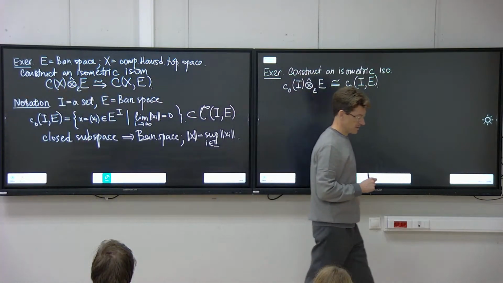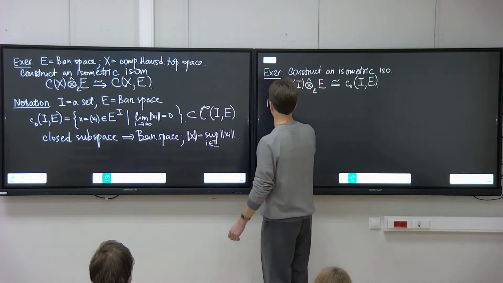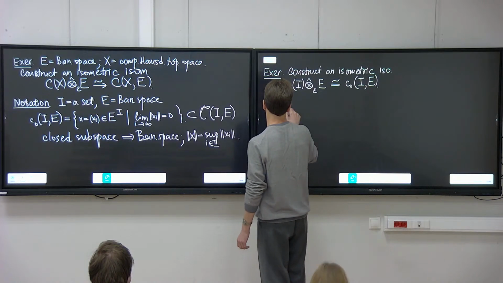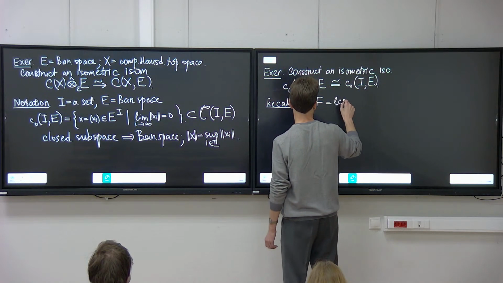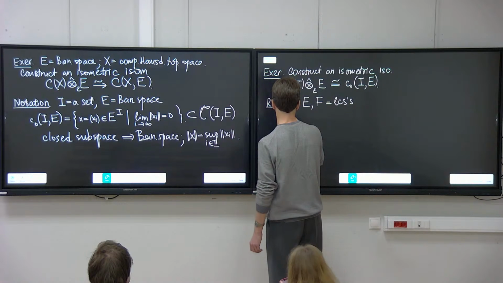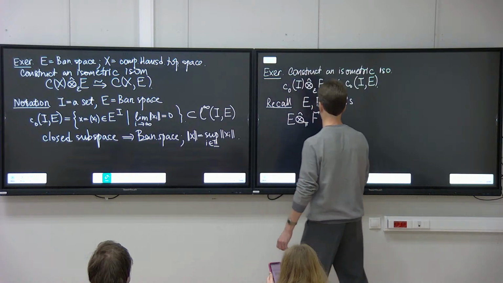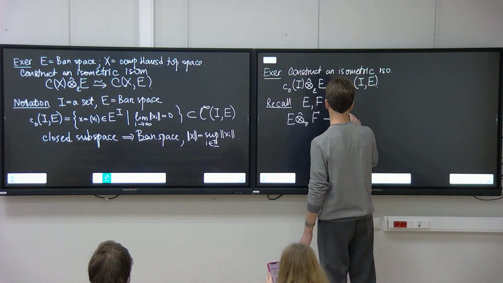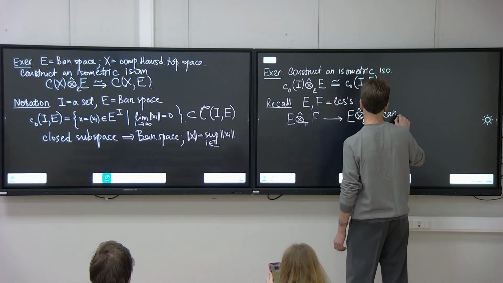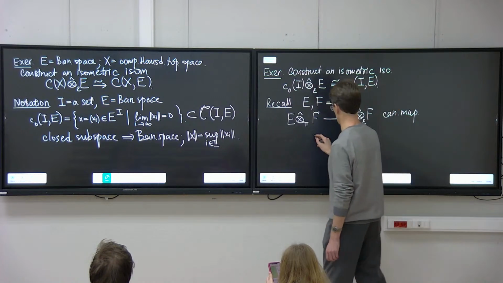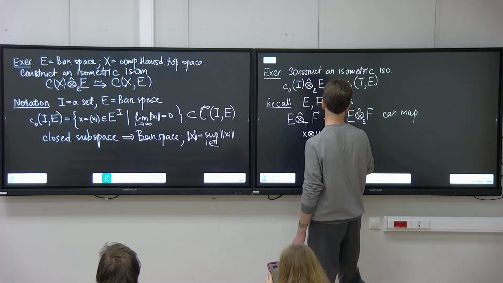Okay, now we can answer the question which was discussed in the previous lecture. So let's recall that for each pair of locally convex spaces E and F, we have a canonical map from the complete projective tensor product to the complete injective tensor product. This canonical map is uniquely determined on elementary tensors by the following simple formula.